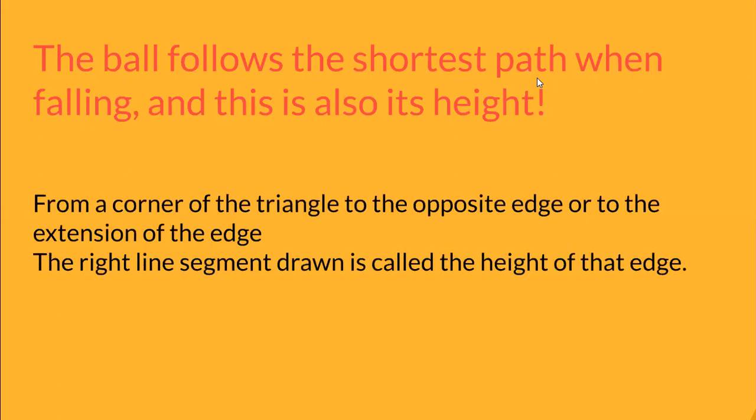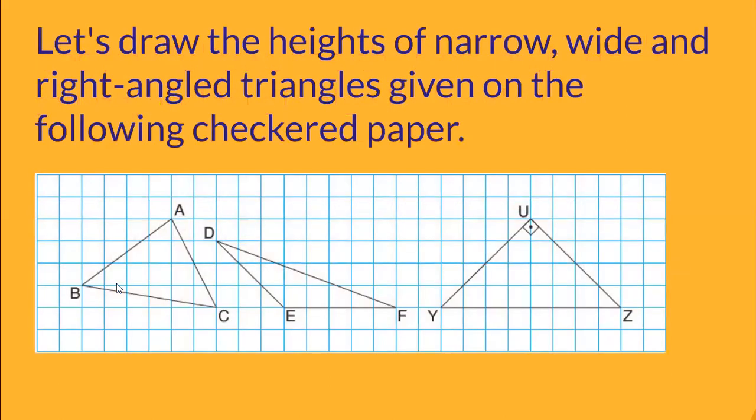From a corner of the triangle to the opposite edge or to the extension of the edge, the right line segment drawn is called the height of that edge. Be careful. In this sentence, the important thing is that right line segment. The height must be right. Okay? There are many distances in the triangle, but the height is right line segment.